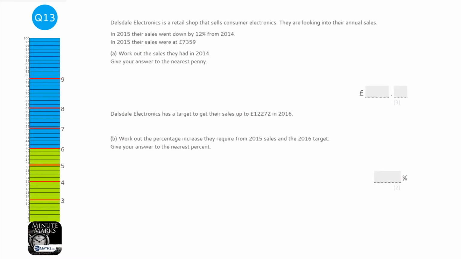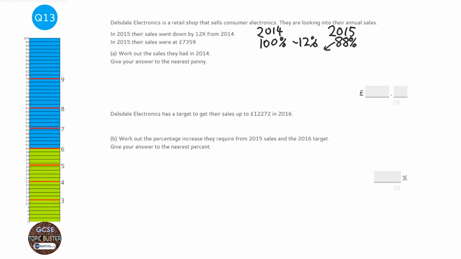Okay, so question A is about reverse percentages. In 2014 and 2015, well, let's have a look. The sales went down between the two. So if we start off with 100%, and they went down 12%, what are we left with? Well, we're left with 88%. Now, as a multiplier, and this is the best way of doing this, 88% divided by 100, make it a decimal, is 0.88. Now that number, 0.88, is what we times the 2014 sales by to get 2015.